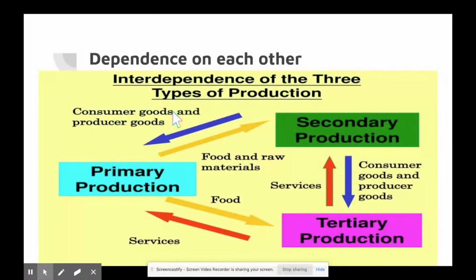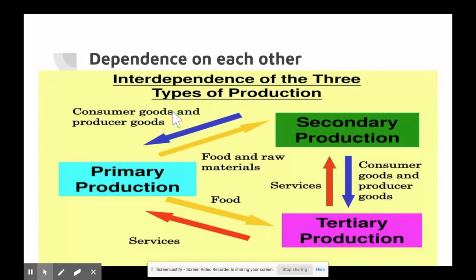It is important to note, however, that all three types of production and all the industries from the three sectors are dependent on each other. So the secondary production is dependent on primary production for the raw material. In order for secondary production to convert anything so that the tertiary production can pass on to the consumer, they are dependent on primary production. So tertiary is dependent on secondary production, and secondary production is dependent on primary production.